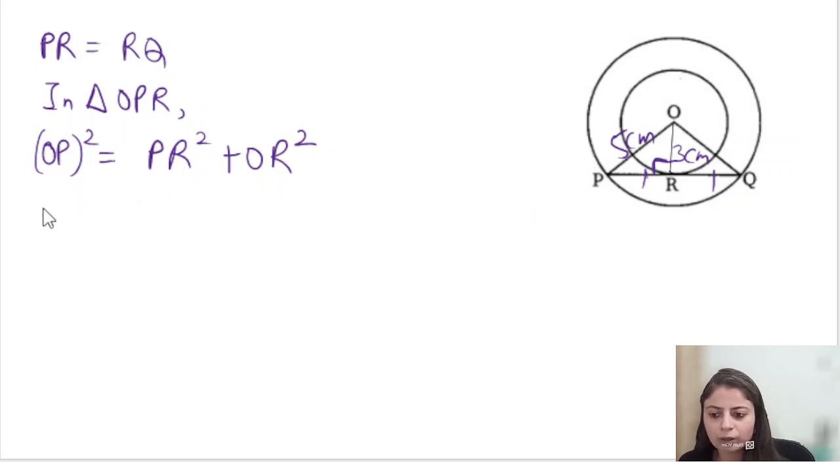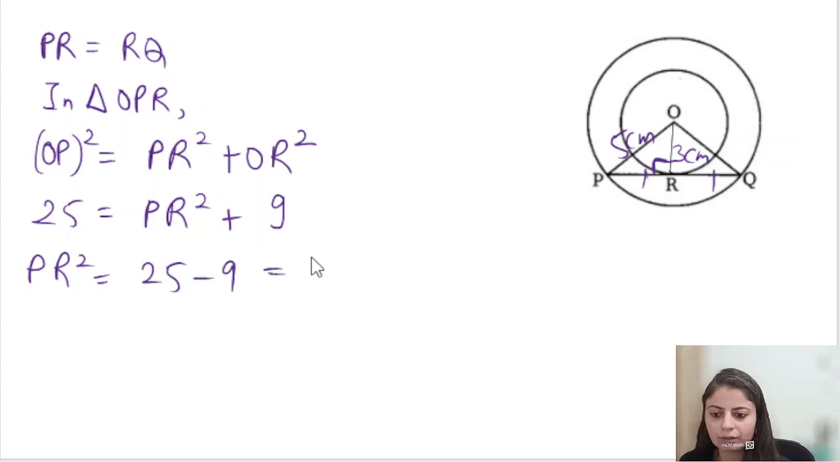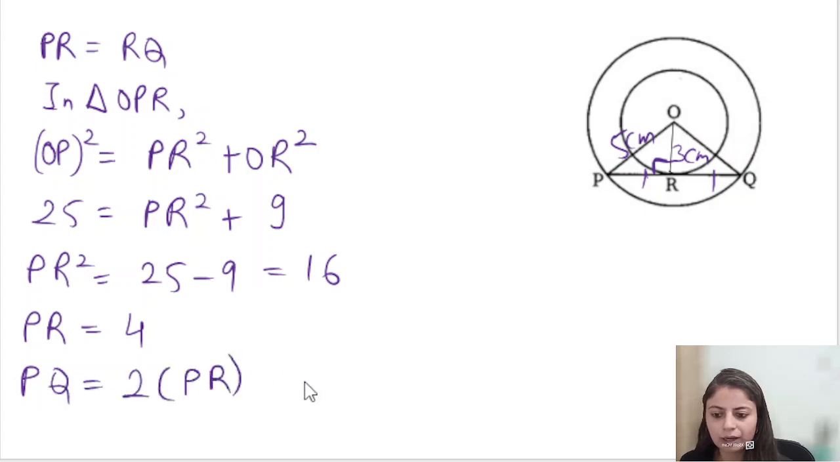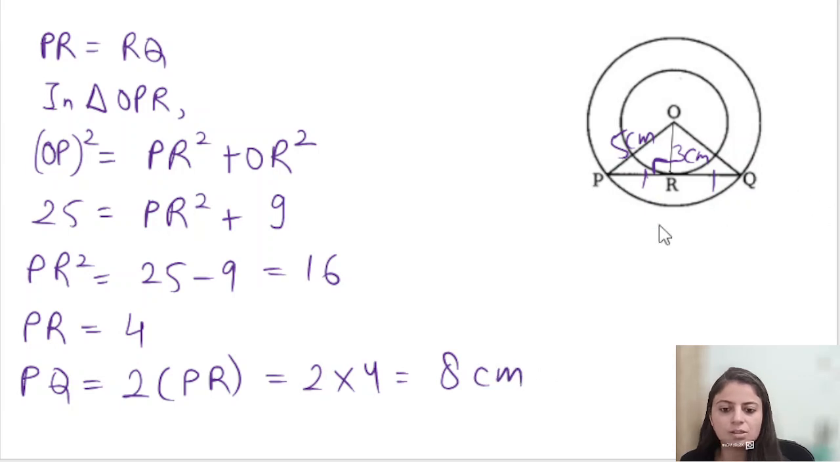So what is OP square? This is 25. What is PR square? So PR square we are supposed to find. And what is OR square? This is 9. So PR square is 25 minus 9, which is 16. So PR equals to 4. Okay, so PQ would be twice of PR, right? Which is equals to 2 into 4. This is 8 centimeter. So length of this chord is 8 centimeter.